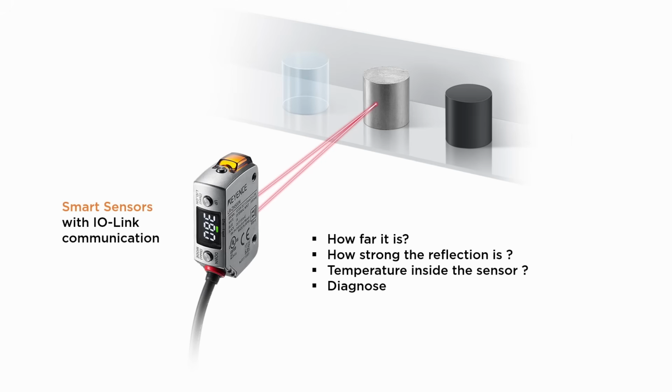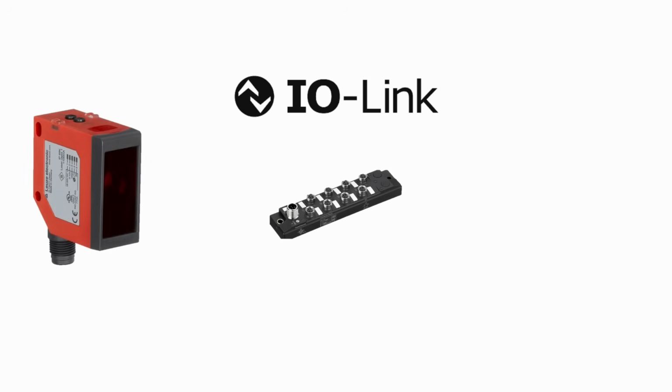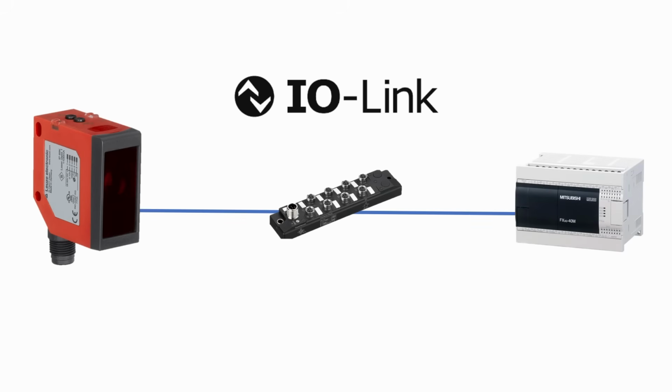Then a normal sensor cannot do that. They just give a 0 or 24-volt output signal. That's where the smart sensor with IO-Link communication comes in. And IO-Link sensors still use the same standard 3-wire connection. But instead of just an on and off signal, they can communicate full digital data with the controller.